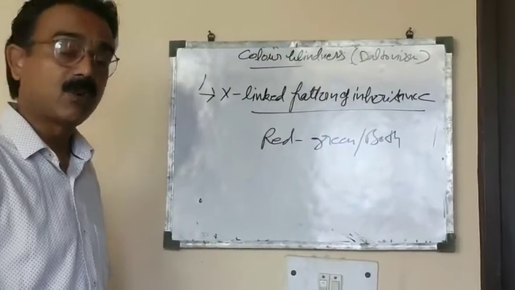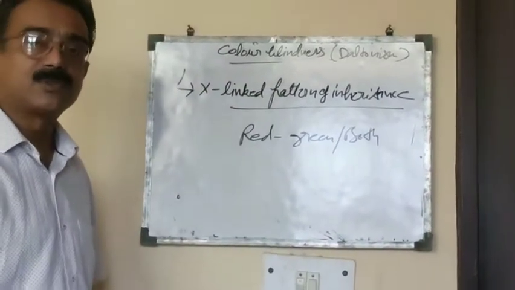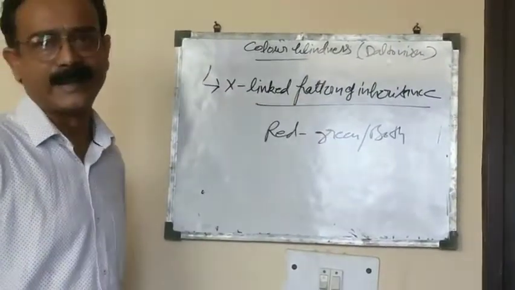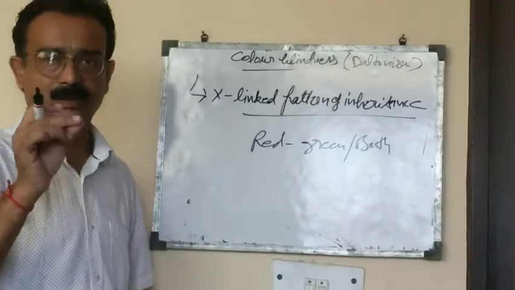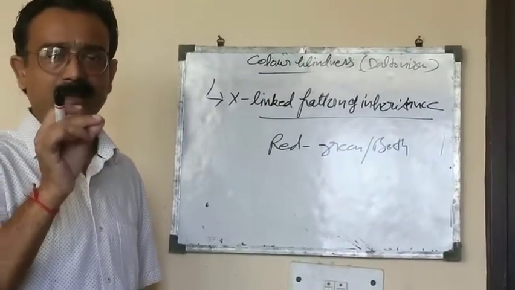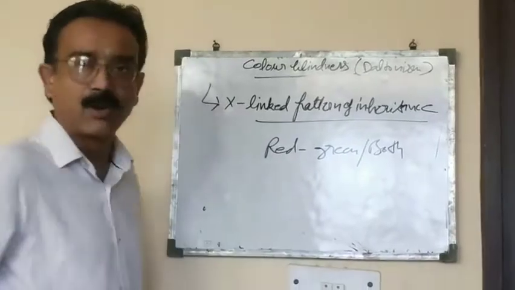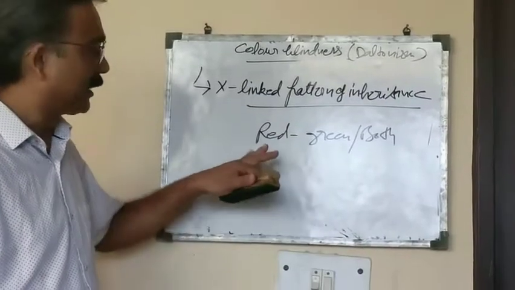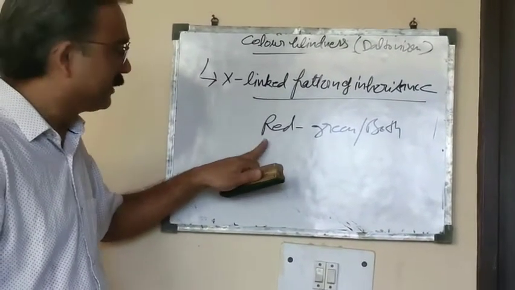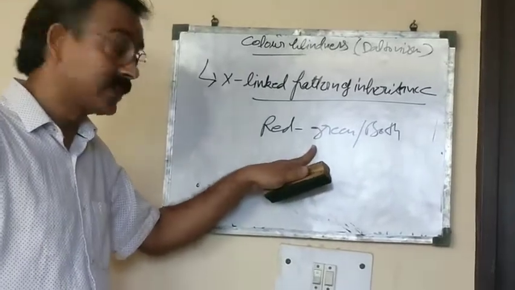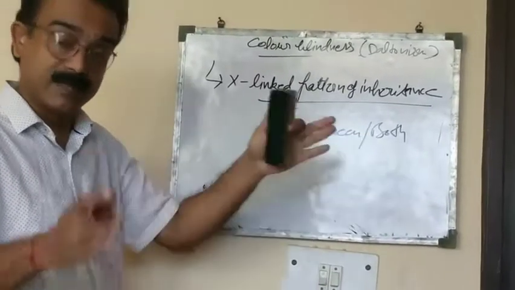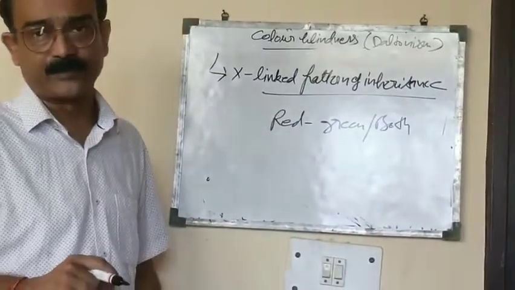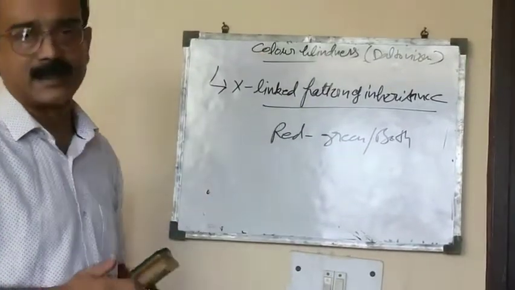Now the next disorder is what? Color blindness, that is also known as daltonism, and this is an X-linked pattern of inheritance, which means the genes that carry the disease are X-linked in nature. When a person is infected by this disease, the person cannot differentiate between red and green color, or cannot identify both colors. This is a disorder that we refer to as color blindness.